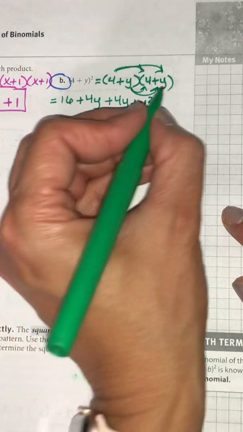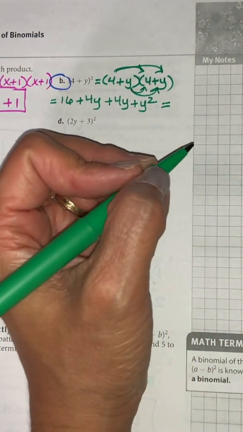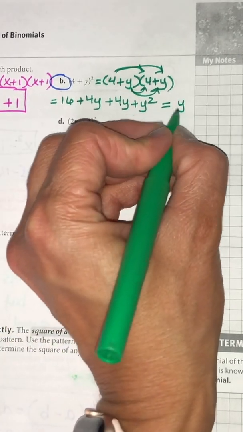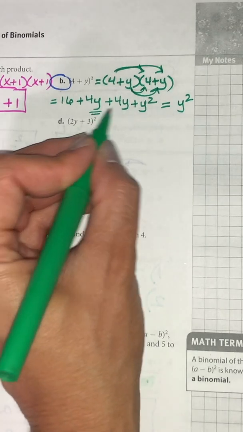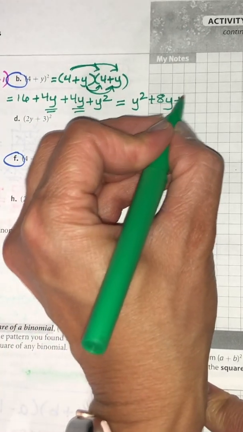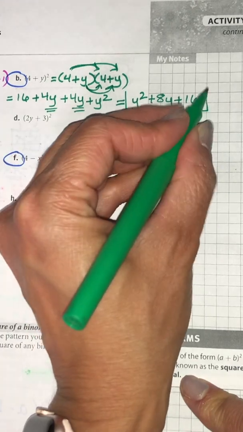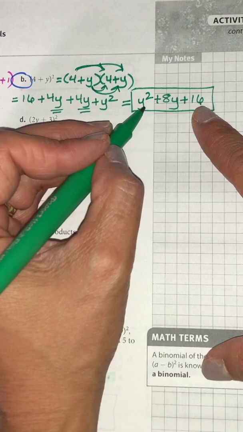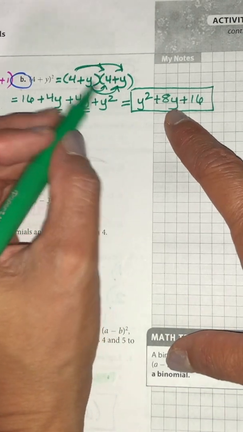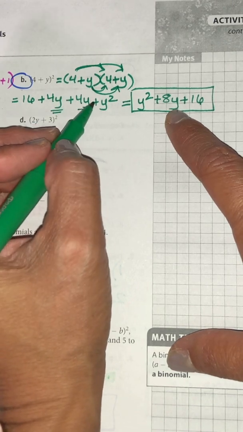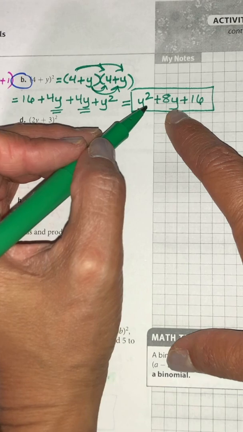Now this is totally not in standard form, so we need to put it in standard form. That means list it from highest degree down to lowest degree. The highest degree is the y squared. And then I have 4y and 4y. Those are like terms. We can add them together. They make 8y. And then that constant plus 16. So we know that 4 times 4 is how we're getting the 16, and y times y is how we're getting the y squared. But how about the 8y? Well, we know that the terms are 4 and y. And you know 4 times y is 4y, but then you have to double it to get 8y.